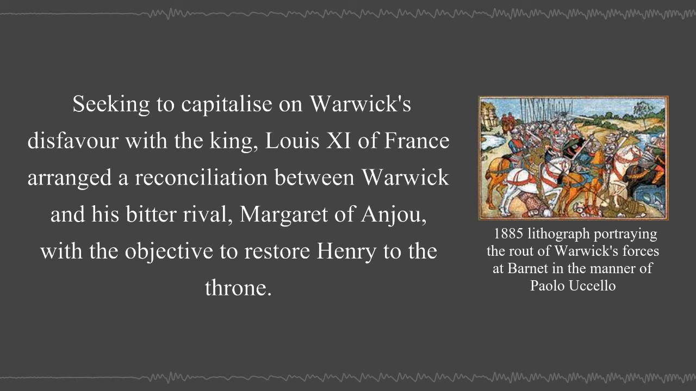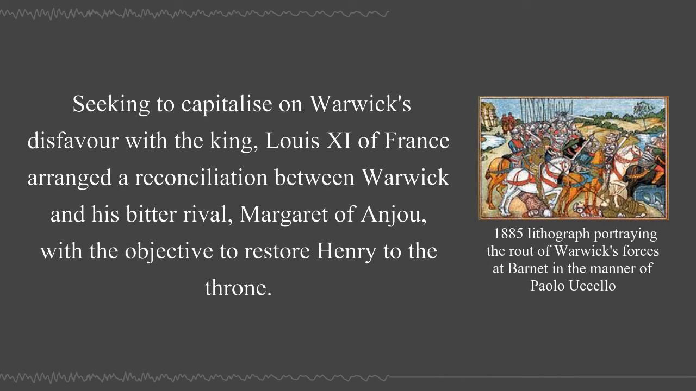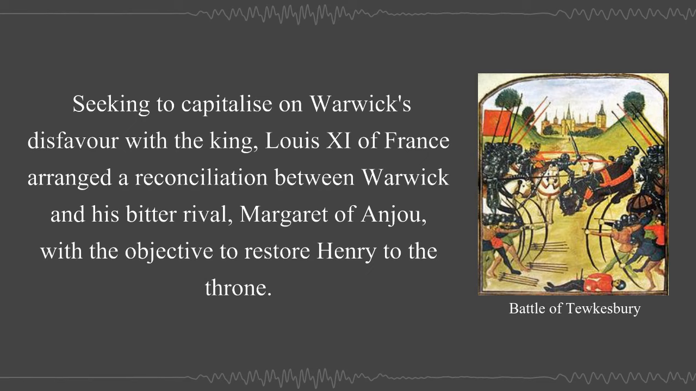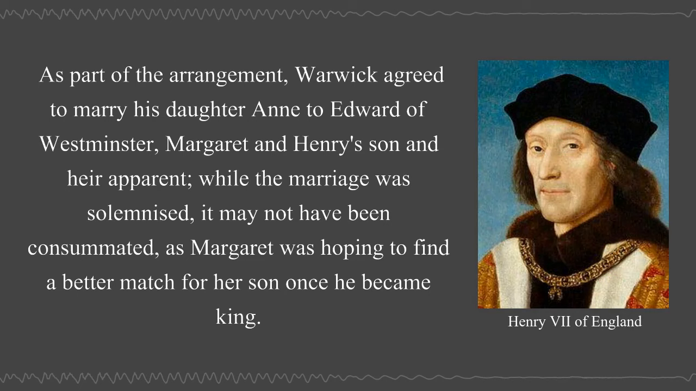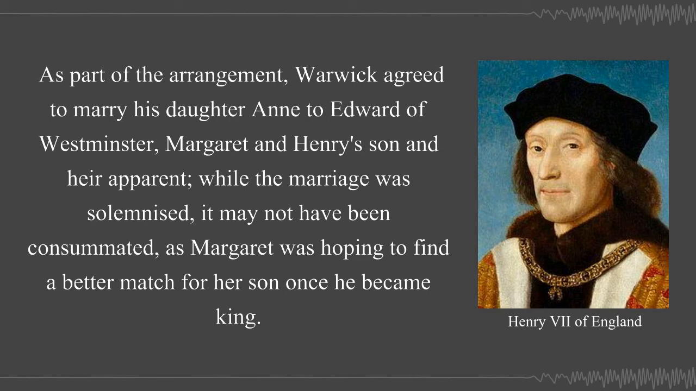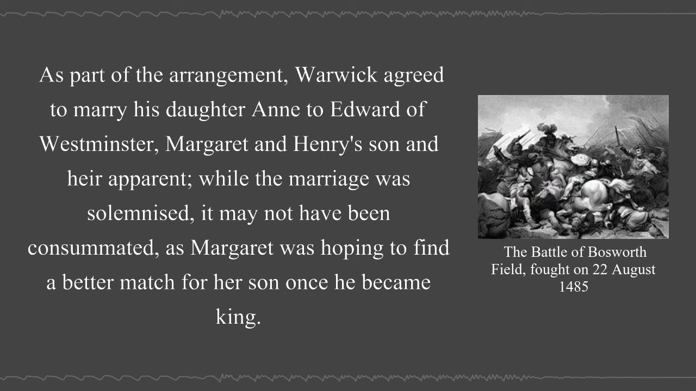Seeking to capitalize on Warwick's disfavor with the king, Louis XI of France arranged a reconciliation between Warwick and his bitter rival, Margaret of Anjou, with the objective to restore Henry to the throne. As part of the arrangement, Warwick agreed to marry his daughter Anne to Edward of Westminster, Margaret and Henry's son and heir apparent. While the marriage was solemnized, it may not have been consummated, as Margaret was hoping to find a better match for her son once he became king.